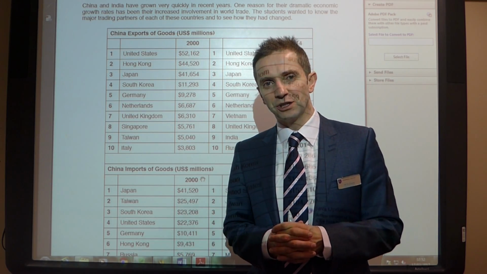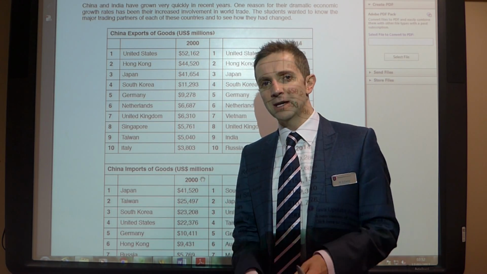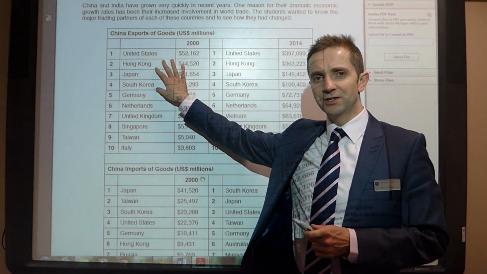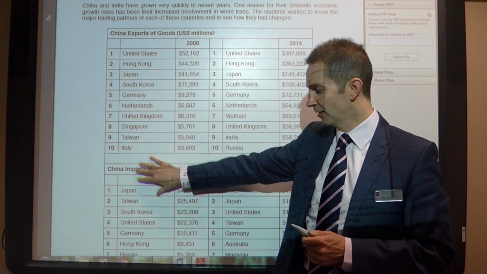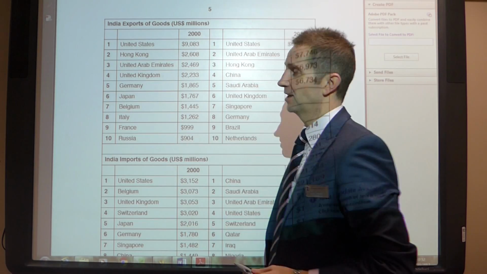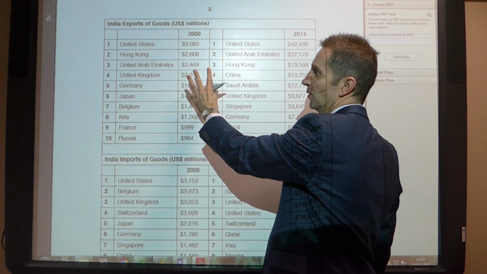So today, ladies and gentlemen, we are considering figures 3 and 4. So we're considering China's exports and imports of goods, and we've got rank order tables here for China, and then when we flick to the next set of data, something very similar, but this time it is for India.